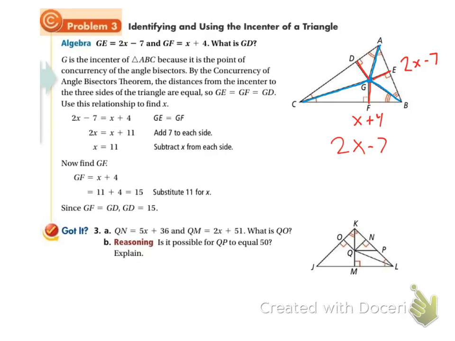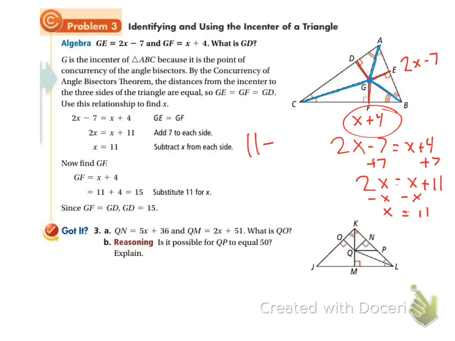So I would do 2x minus 7 is equal to x plus 4. Add 7 to both sides. 2x is equal to x plus 11. Minus x, and I get x equals 11. They want to know what GD is, but I wasn't given an expression for GD. They didn't tell me something I could plug into. But I know that GD is equal to GE and to GF, so I can just plug into one of those. So I'm going to plug into this one. 11 plus 4, that gives me 15. So GD is equal to 15.